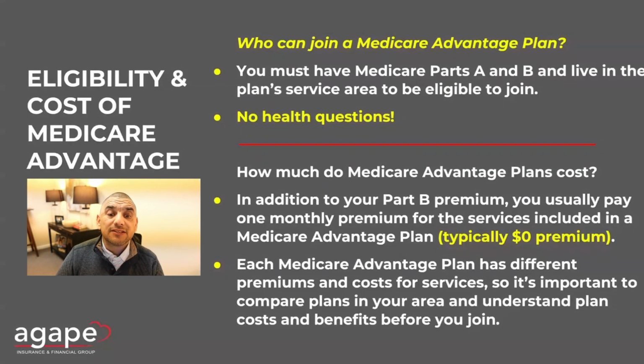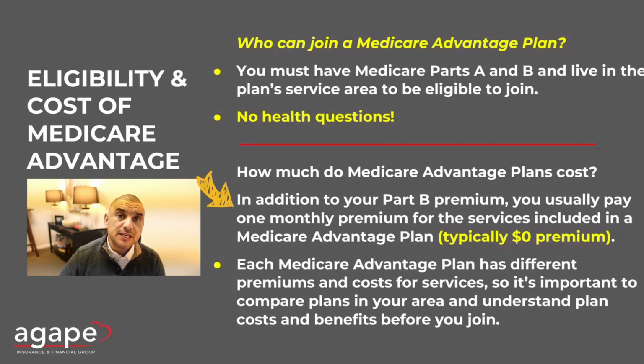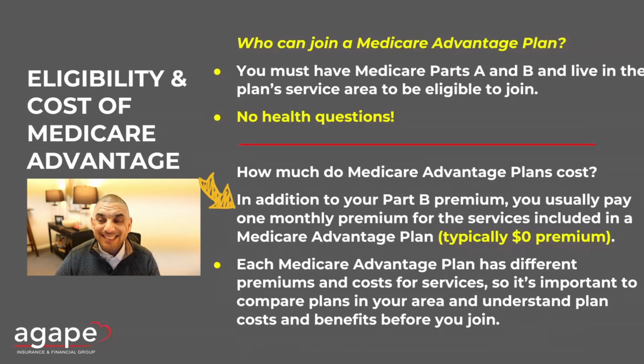How much do these plans cost? In addition to your Part B premium, remember, we still have to pay our Part B premium unless we qualify for what's known as the Medicare Savings Program, you can usually pay one monthly premium for the services included in a Medicare Advantage plan. As you see here on the screen, typically $0. Each Medicare plan has different premiums and costs for services. It's important to compare plans in your area and understand the cost and benefits before you join.